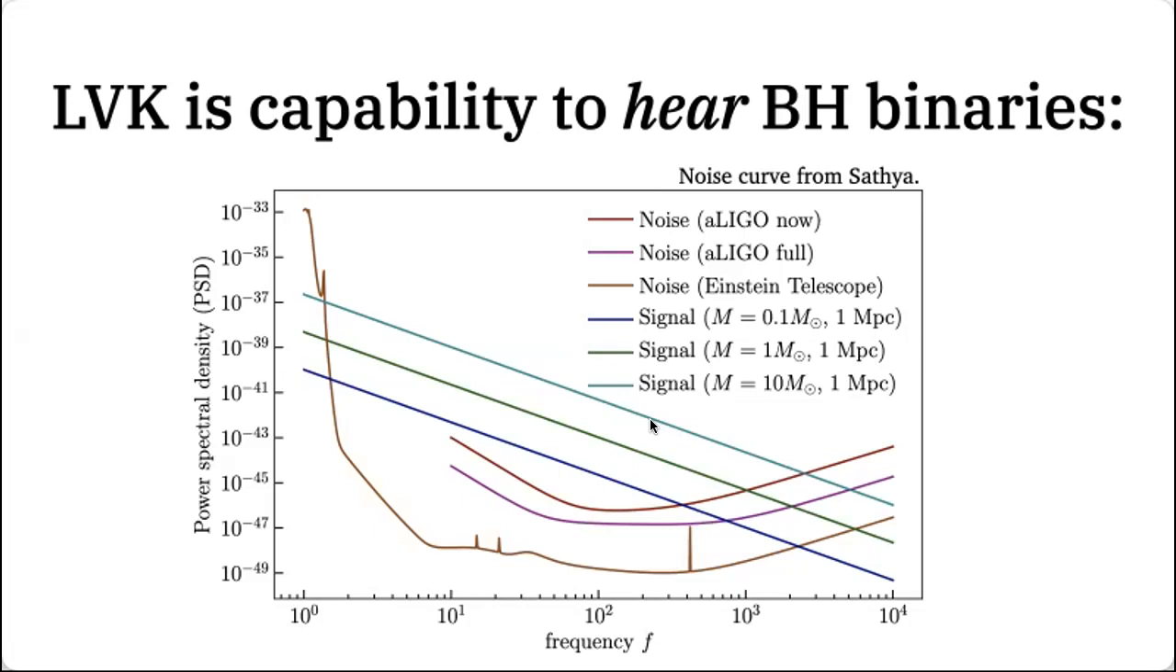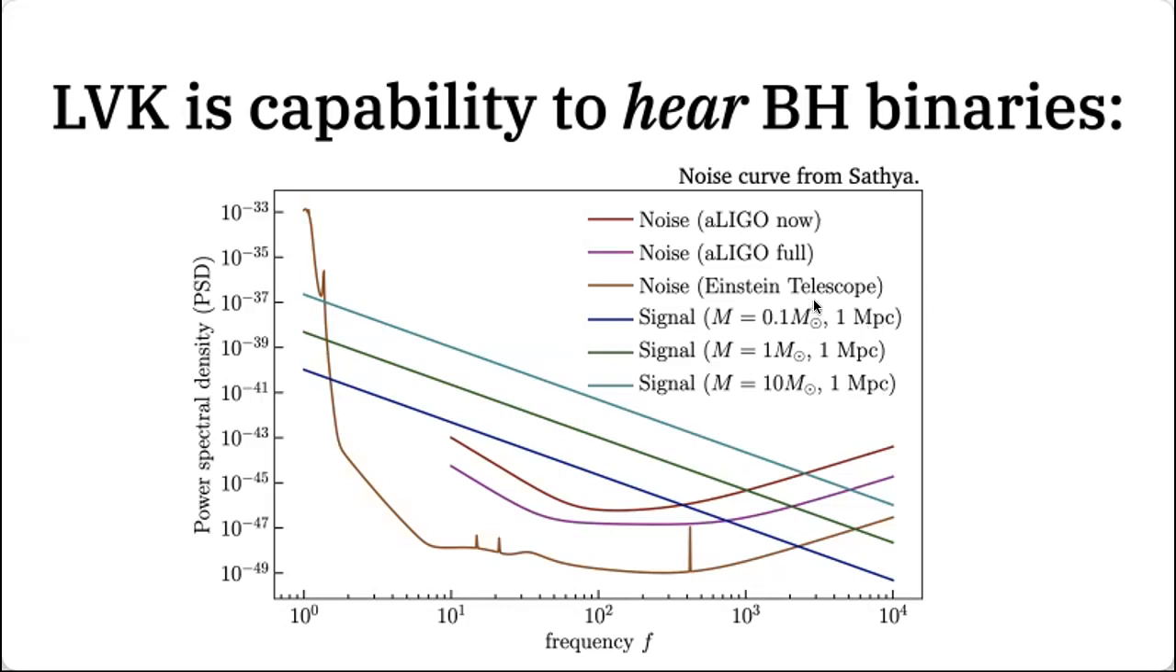To compare with this noise curve, I also plot three signal curves. On top is the 10 solar mass, 10 solar mass binary. In the middle is the 1 solar mass, 1 solar mass binary. And the bottom is the 0.1 solar mass, 0.1 solar mass binary. As you can see, for those small black holes, with mass less than 1 solar mass, our current Advanced LIGO detector can detect those binary signals, right? So it's not the limitation of our detector.